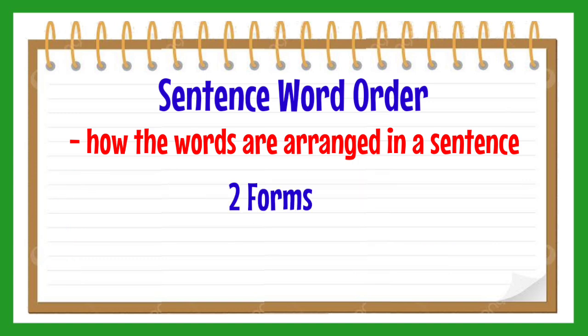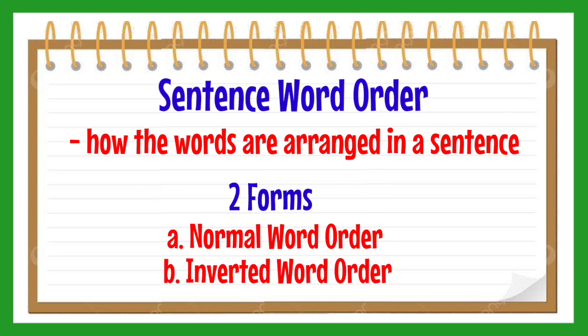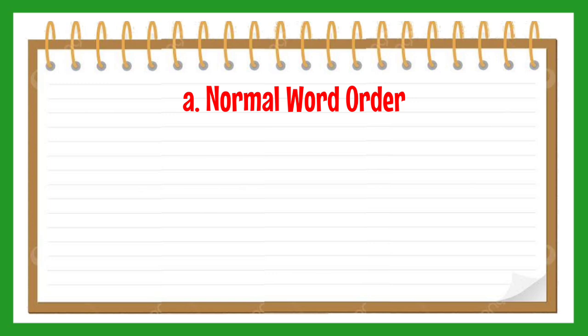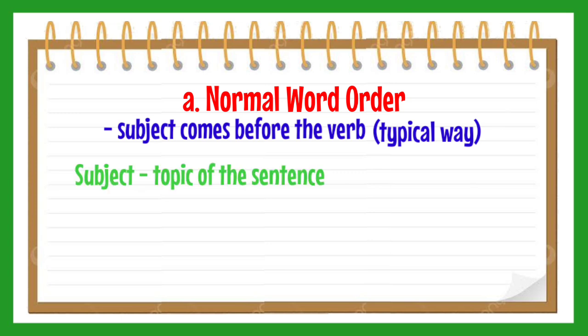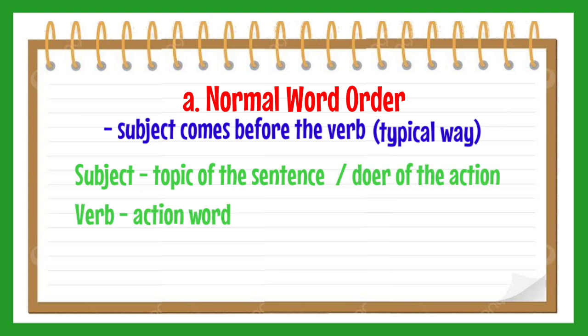In English, there are two forms of word order: the normal word order and the inverted word order. Let us have the normal word order first. A sentence is in the normal word order if the subject comes before the verb. It is the typical way of constructing a sentence. Just a quick recap: subject is the topic or what the sentence talks about, or the doer of the action, while the verb is the action word in the sentence, or the word that expresses a state of being.